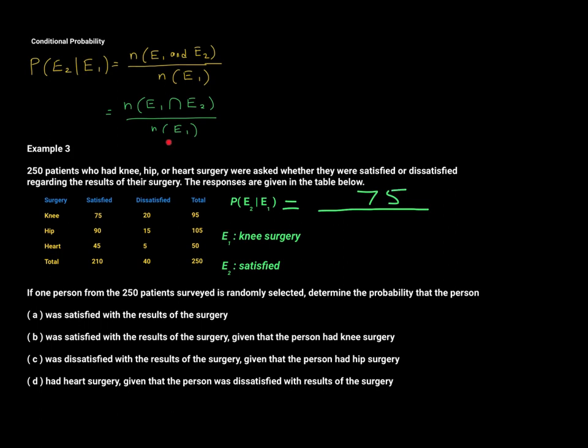Now the denominator. Looking at my formula, how many sample points, or I'll just say patients? E sub 1 stands for knee surgery. How many people had knee surgery? Look at your table: 95. So it's 75 over 95. Simplify by dividing by 5. You get 15 over 19. This is that probability.